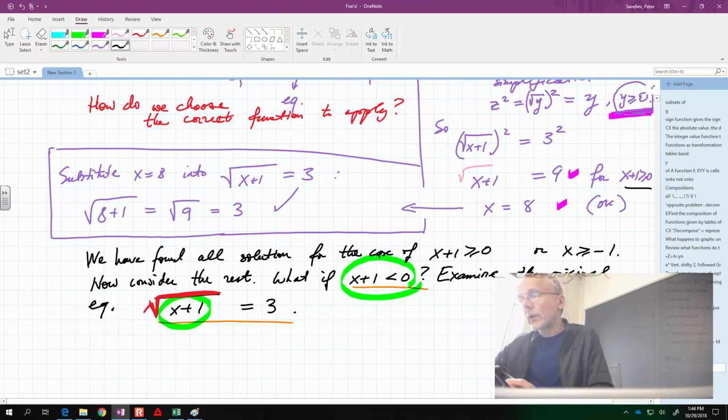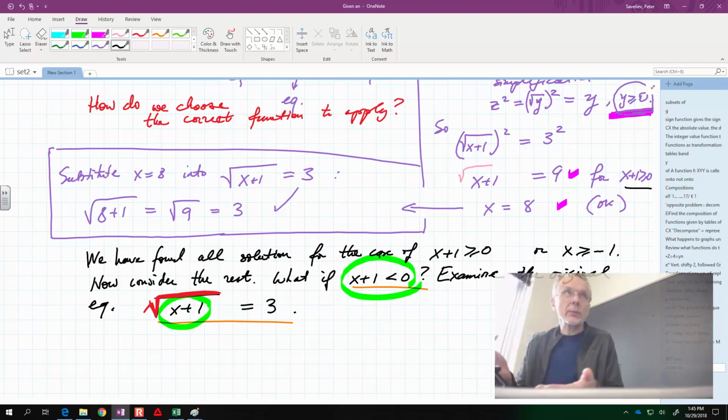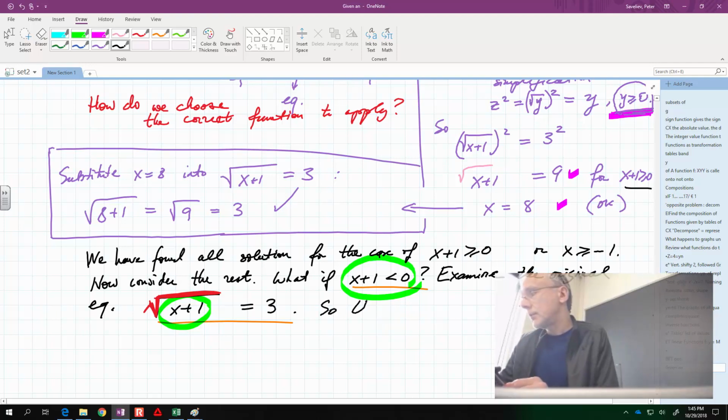Examine the original equation with that extra restriction, x plus 1 less than 0. Okay. You can't find the square root of a negative number. That's what I was driving at, of course. If x plus 1 is less than 0, then you have a negative number inside of the square root, which is impossible. And that is the answer pretty much. So this is impossible.